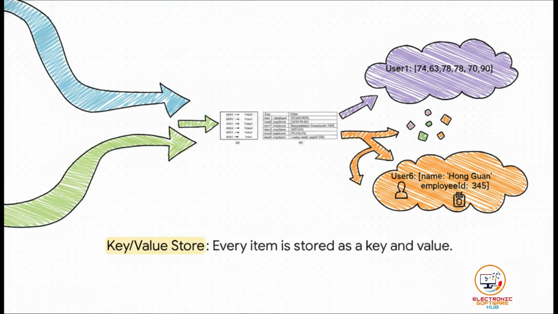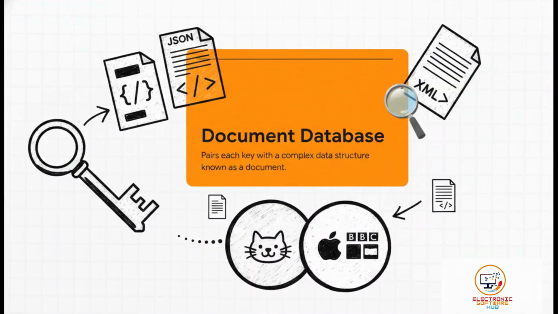You can clearly see how beautifully simple this mapping is. Key 1 points straight to value 1. Simple, right? But look at how flexible it gets. User 1's key points to an array of numbers, while user 6's key points to a value block that holds a name and an employee ID. There is no rigid table forcing every single entry to look identical. Total freedom.